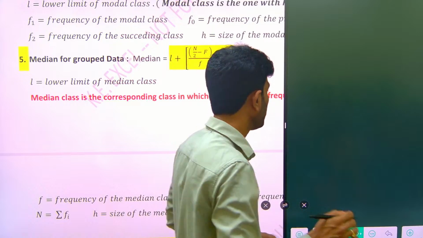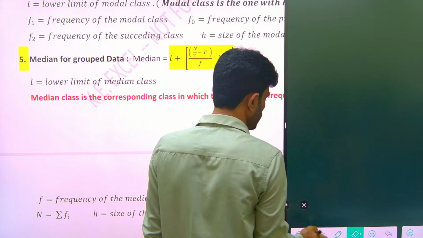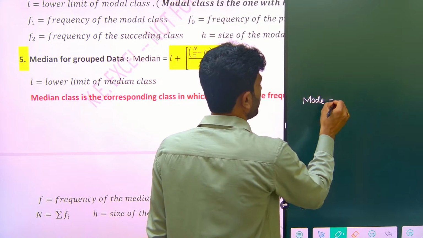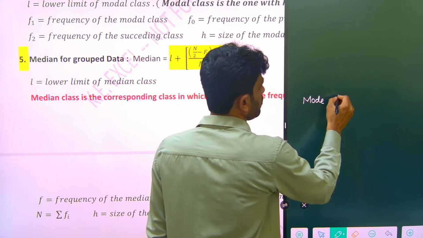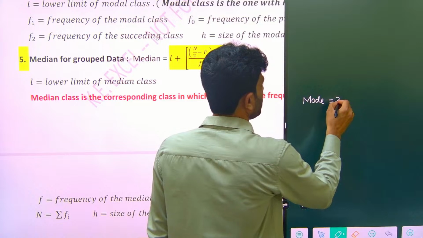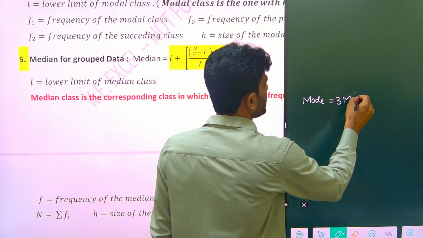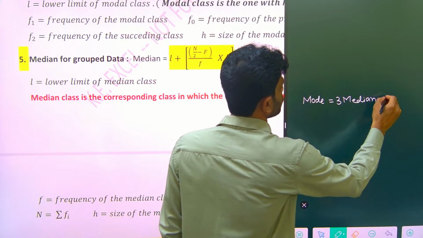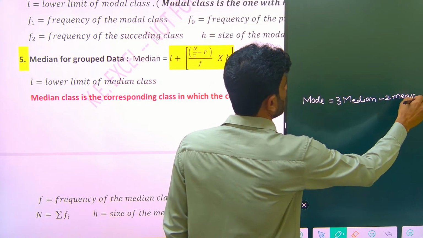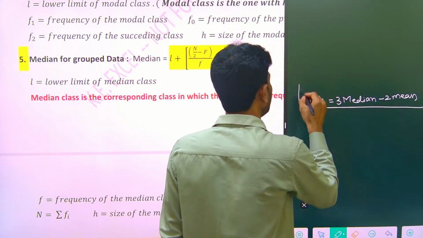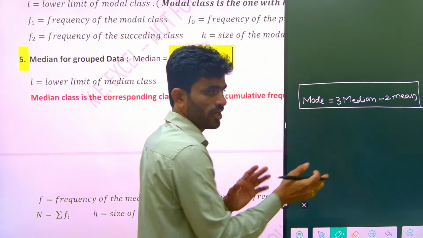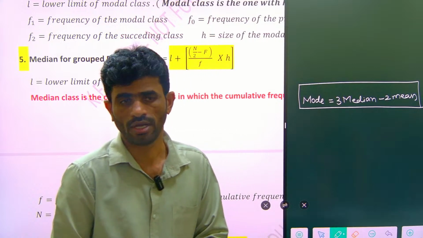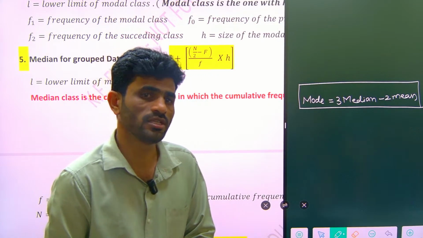After all these, we have one very important concept: the empirical relation between mean, median, and mode. Every time they give one objective or short answer type question on it. Mode is equal to 3 median minus 2 mean. You have to remember this, and whatever they give, you have to modify that formula and find the answer according to the question. Understand? Any more doubts in this?